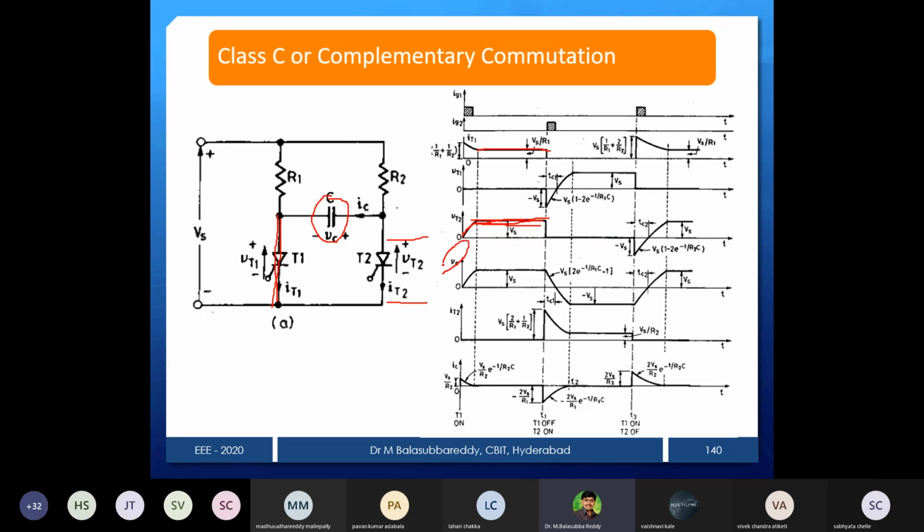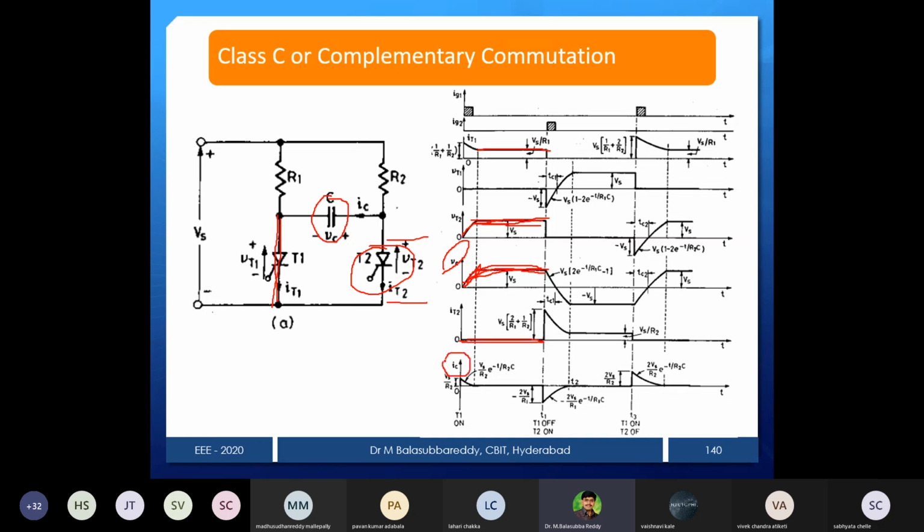Now the capacitor voltage is the same as Vt2. I made it exactly the same, initially 0 and gradually rising. It reaches Vs and maintains Vs as such unless there is a path for discharging. And now what is IT2? Why did I make it 0? IT2 means the thyristor is not turned on. Thyristor 2 is not turned on, that's why the current passing through thyristor 2 will be 0.